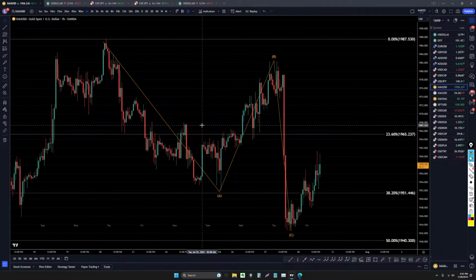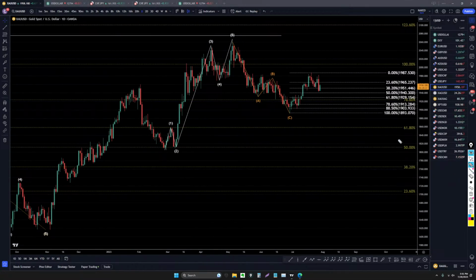Gold. Gold is kind of struggling to go up. But I think it's the end of a correction. Looks like an ABC down. Looks like a 1, 2, 3, 4, 5 up. Looks like an ABC down. Looks like it's going to go up and make a wave 3. I still think it's going to go up.